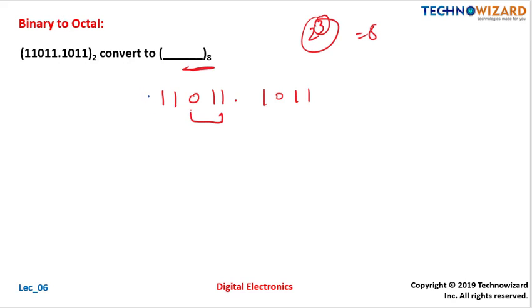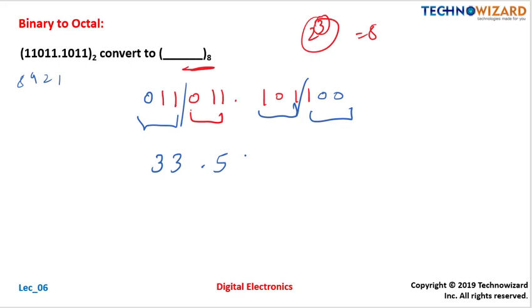So 1 bit, I am taking this as 0, okay. So again this is a 3-bit group and again I am taking 0; like this you can convert this. 011 will be equal to 1 plus 2, that is 3. This is also 3. 0.101 is 5, 100 is 4. So 33.54 in octal. This is how you can write binary to octal number.